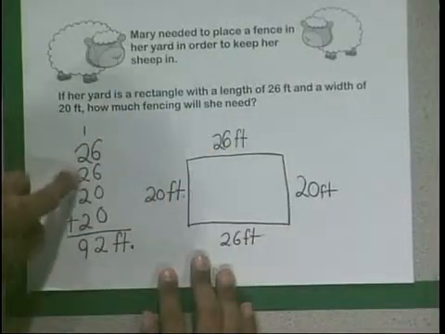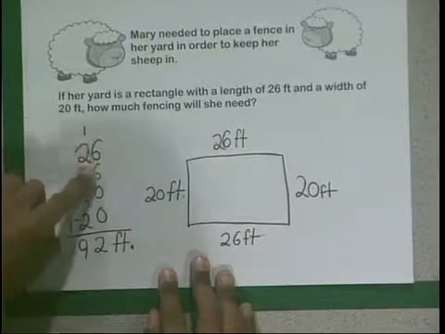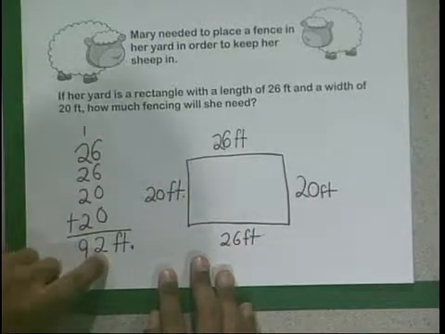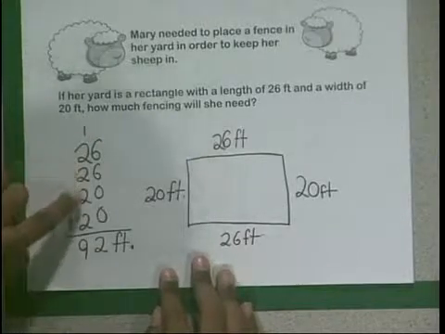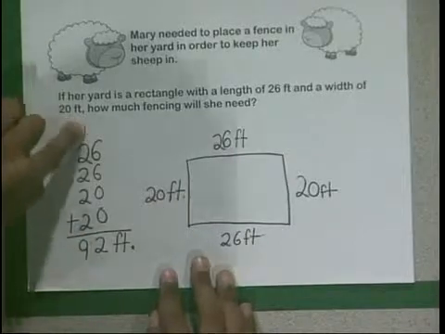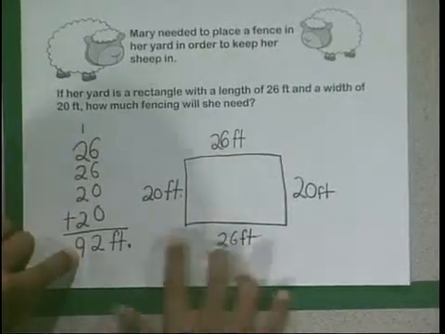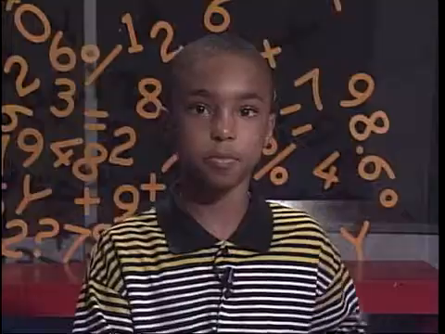26 plus 26 plus 20 plus 20. 6 plus 6 equals 12, so I'll put the 2 at the bottom and carry the 1. 2 plus 2 plus 2 plus 2 equals 8. Then I'll add the 1. That equals 92 feet. So the fencing of her yard will be 92 feet.